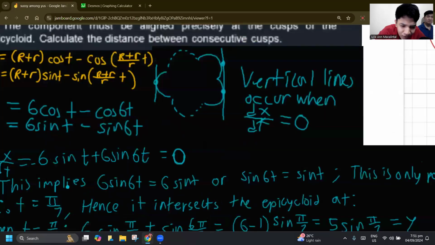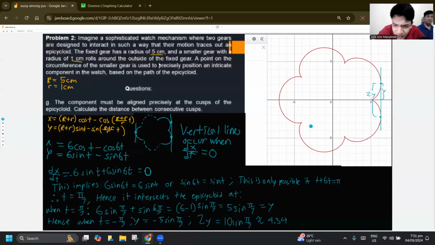So anyway, now that we know the angle, I'm going to put it permanently here: t is pi over 7, and this one's negative pi over 7. So now that we know the t, we can always find the x and y. That's how the parametric equation works. You have an input value, only one, not 2 variables. So using this angle, we can find the x and y.